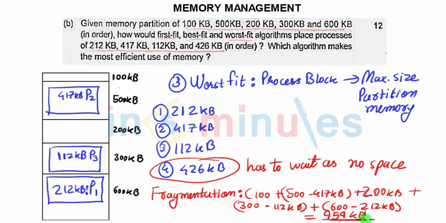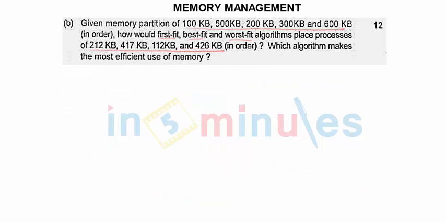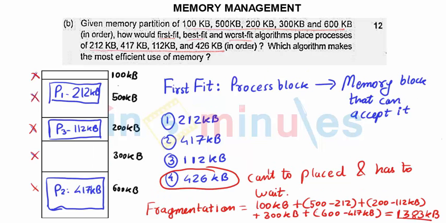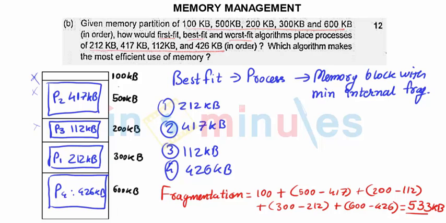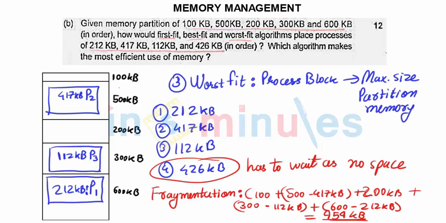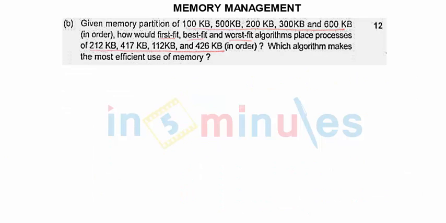So if we see all three algorithms, I'll also go for next fit after this. The first fit gave an entire fragmentation of 1383, and that too with the 426 KB process 4 asked to wait. After which we did best fit, minimum fragmentation 533 KB with all 4 fitting into the memory. Worst fit, compared to first fit, is better, but compared to best fit is bad performance, still giving 959 KB of fragmentation, and also process 4 with 426 KB still waiting to get in.